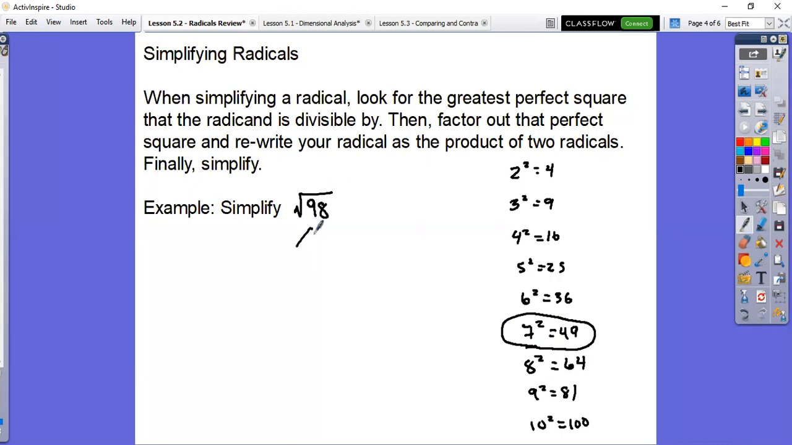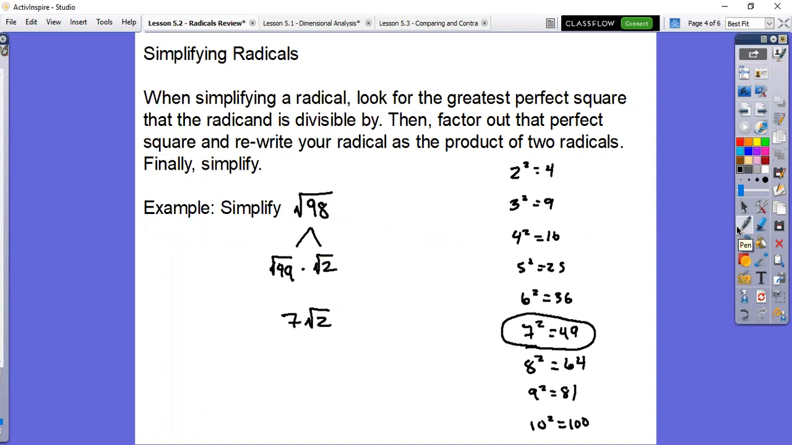So once I've identified the largest perfect square that it's divisible by, I can rewrite this as the square root of 49 times the square root of 2. Now this is helpful because I actually know the square root of 49. The square root of 49 is 7. So I can rewrite this as 7 square root of 2. So this would be the simplified version of this radical.